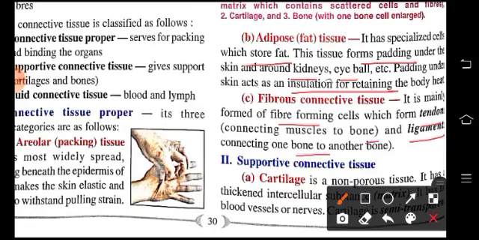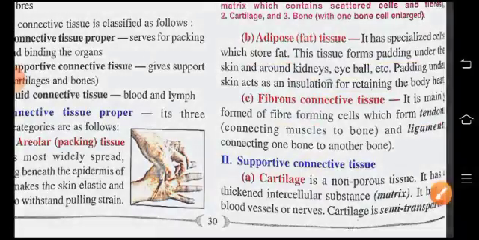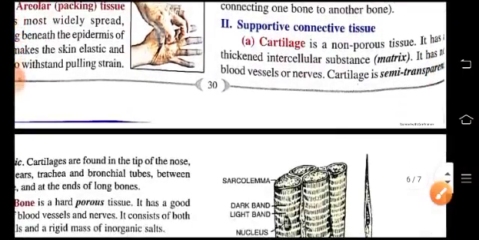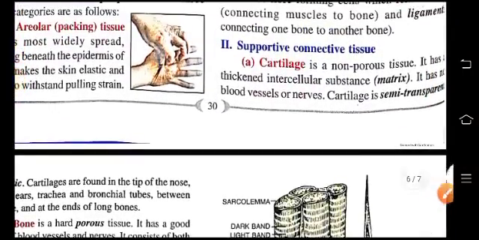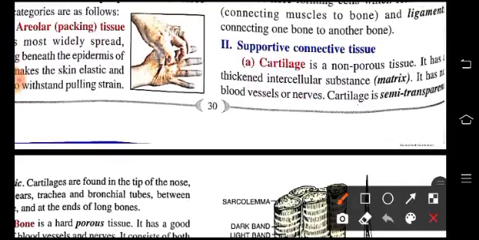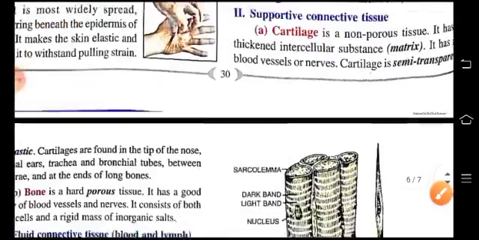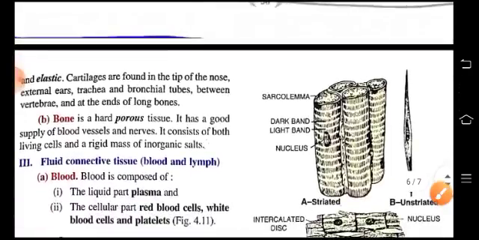Next is the supportive connective tissue. One is the cartilage, which is non-porous tissue, meaning no pores are present. It has a thick intercellular substance called the matrix. It has no blood vessels or nerves, and cartilage is semi-transparent and elastic.